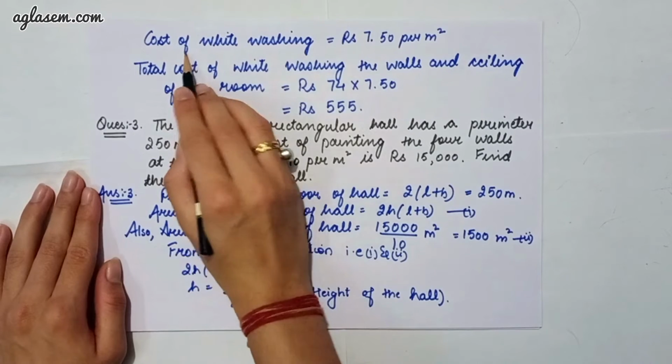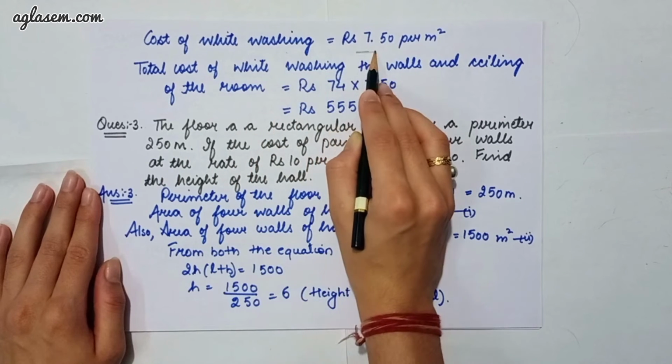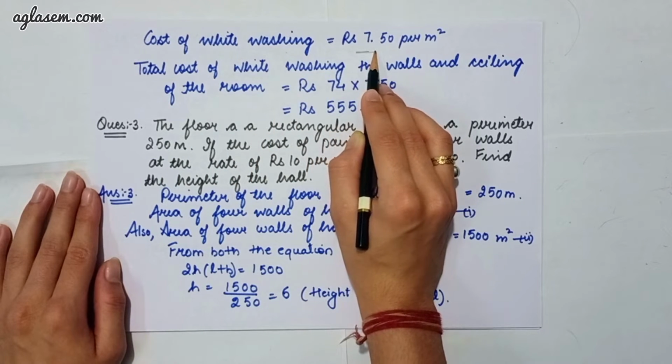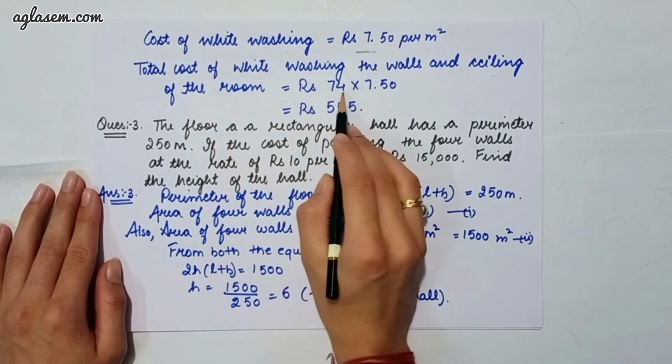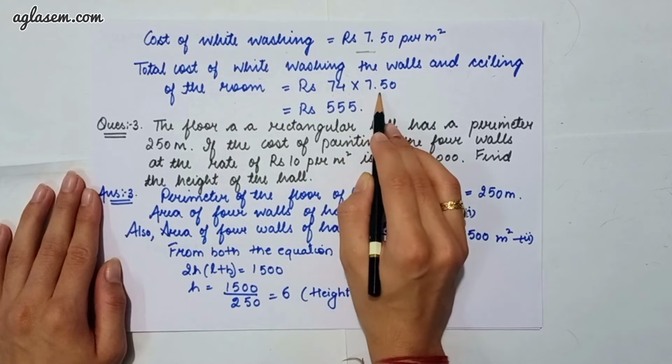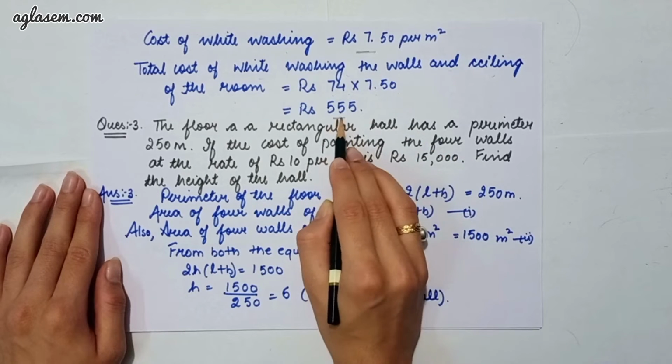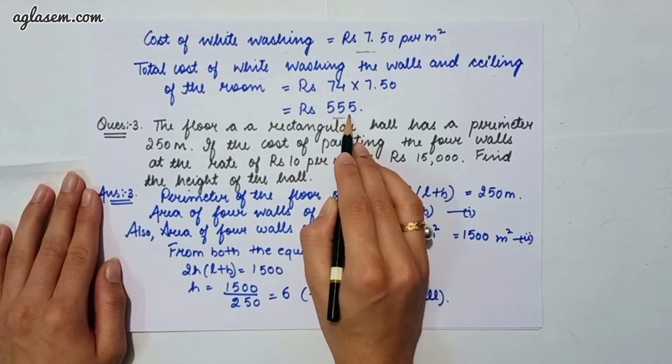Moving further, the cost of whitewashing, that is rupees 7.50 per meter square, is given. So the total cost of whitewashing the walls and the ceiling of the room will be 74 multiplied by 7.50. So the answer will be rupees 555.